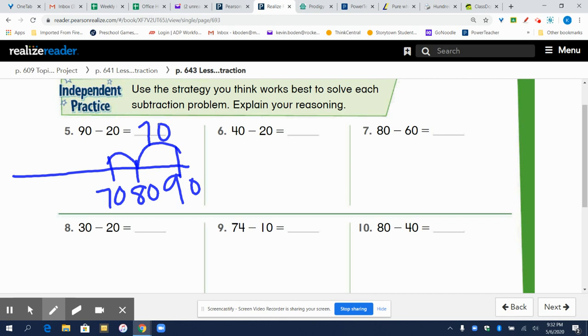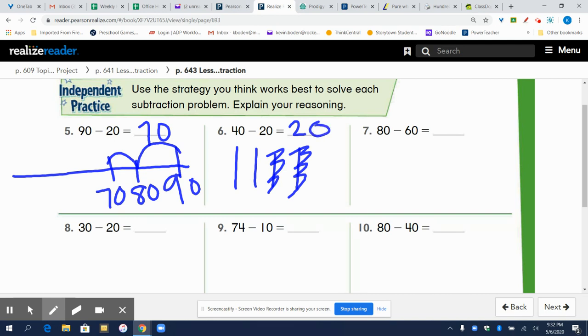40 minus 20. All right, how about for this one? I'm going to draw a picture of it. 10, 20, 30, 40. Take away 10, 20. And how many do I have left? That's right, I have 20 left.